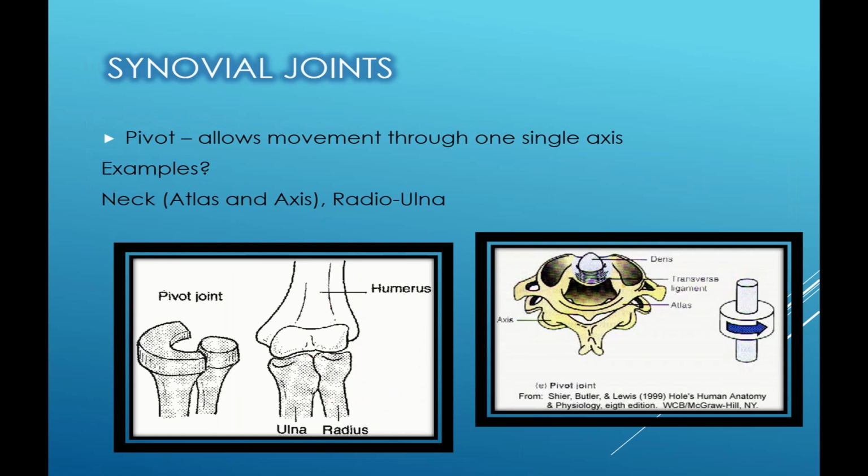The next joint that we'll focus on is the pivot joint, and this allows movement through one single axis. So let's take the 2 examples that we have in the human body, and that's at the neck and also at the radio-ulnar joint. So first off, let's talk about the neck. Now, we did mention before when we were talking about the vertebrae that the top 2 vertebrae, C1 and C2, which are part of the cervical spine, the names for these are the atlas and the axes, okay?